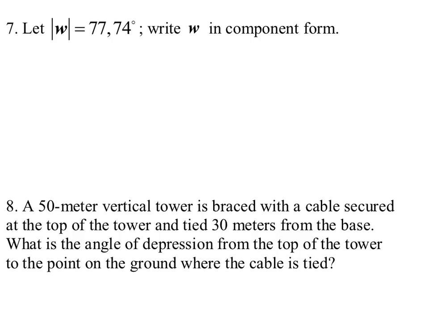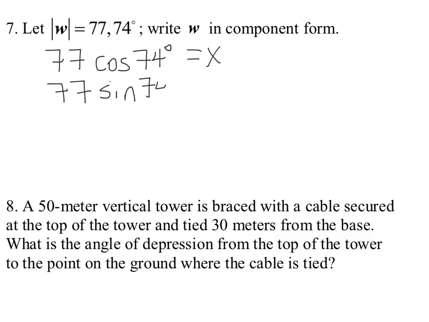Number 7 says, let the magnitude of the vector be 77, and the direction angle for the vector is 74 degrees. Write the vector in component form. Okay, so we learned in class that if we take the magnitude of the vector and multiply it times the cosine of the angle that we're given, that's going to give us the x value of our vector. And if we do the same thing but use the sine, because sine would be the side opposite, of the angle, then we get the y value of the vector.